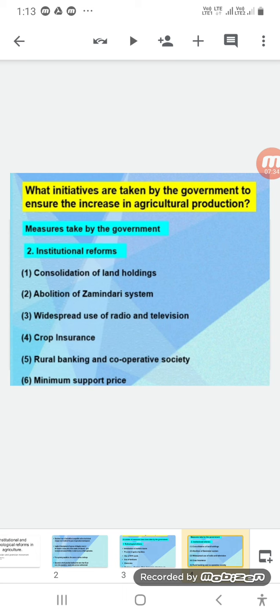Okay. Third, there is wide spread use of radio and television. The news related to agriculture, the news related to the farms, fertility of the soil, the type of soil available, or education for different types of crops. The different types of news were broadcasted on radio and telecasted on television, so that it will be easily accessible to all the farmers.